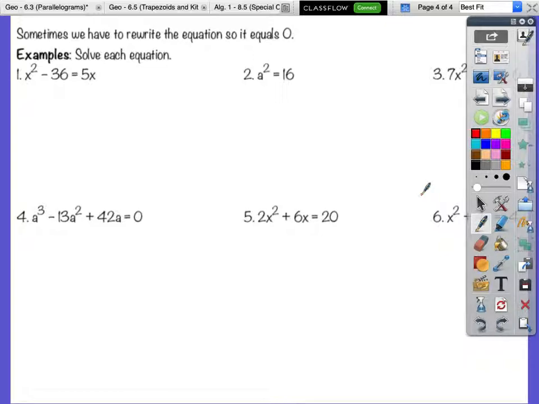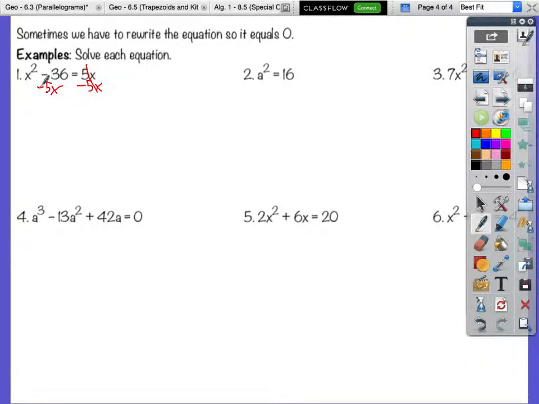Okay. Sometimes we have to rewrite the equation so the whole thing equals 0. So here, on this first equation, does it already equal 0? What's the left side, what's on the right side? 5x. But what do we need there for this to work? 0. Because for the zero product property to work, it has to equal 0. So, how can we make this side equal 0? What can we do to move things around? Subtract 5x. Very good.